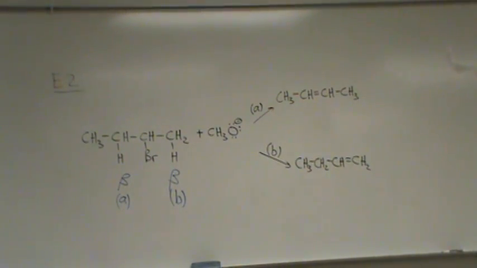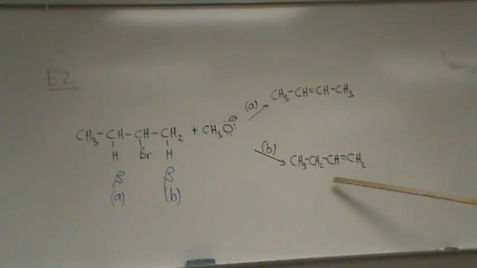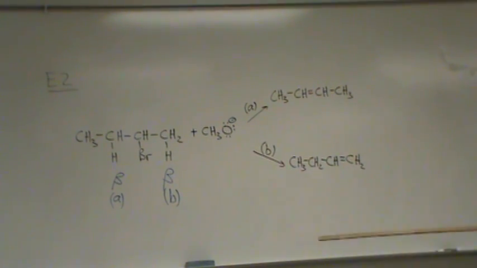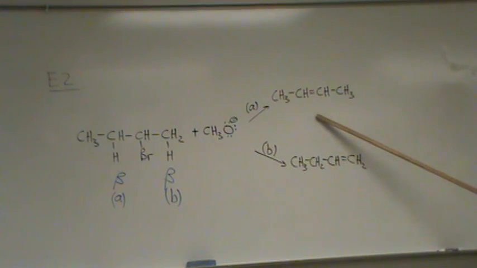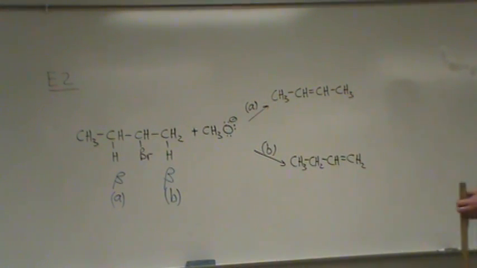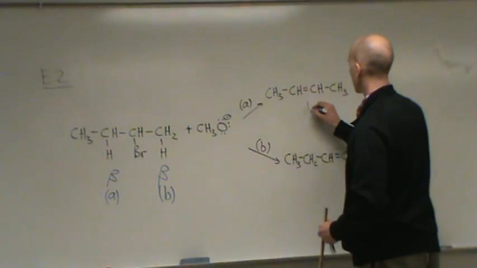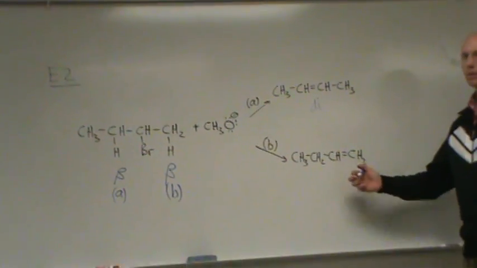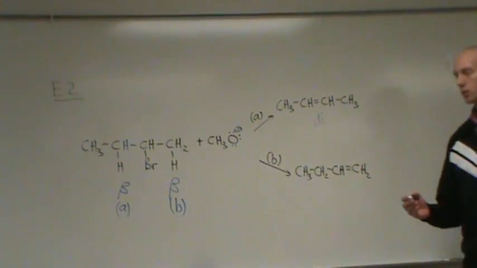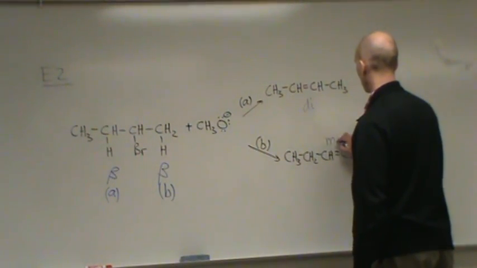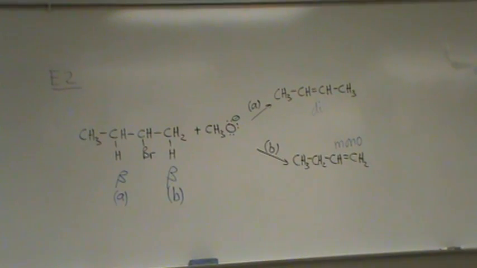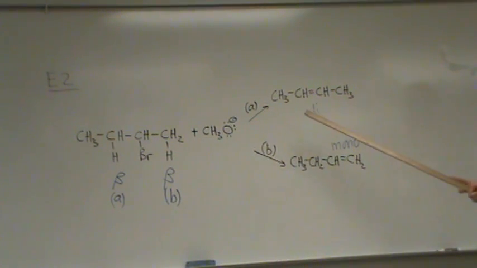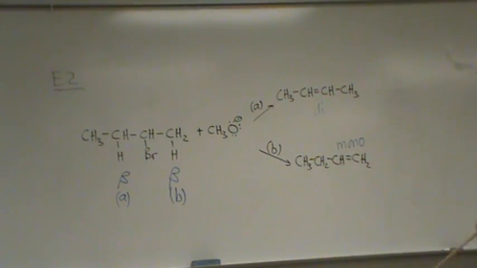Any idea? I think A or B? B. Okay. Well, let's answer it in logical steps. What kind of double bond is this one? Di. That's a di substituted. What kind of double bond is that? That's a mono substituted. Which of those two is more stable? Di. So which do you think will be the major? The di. Okay?